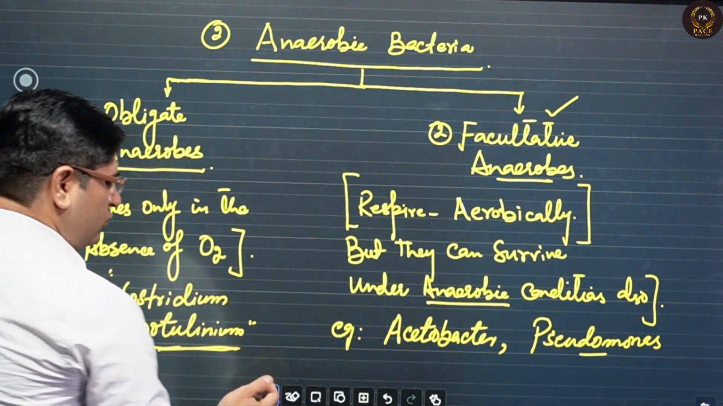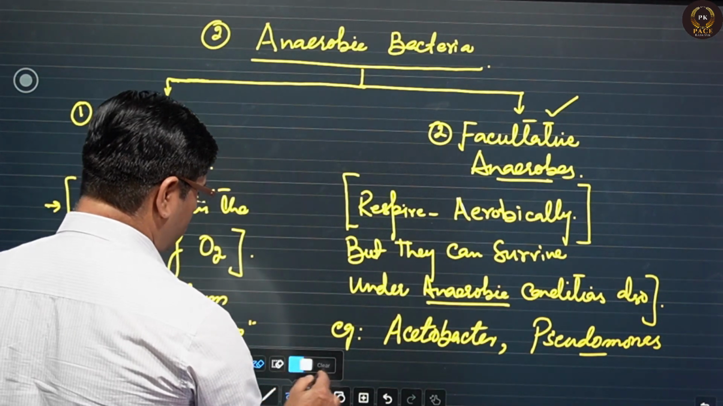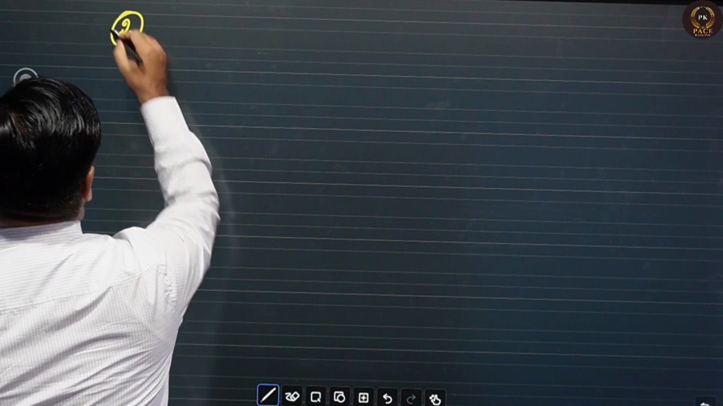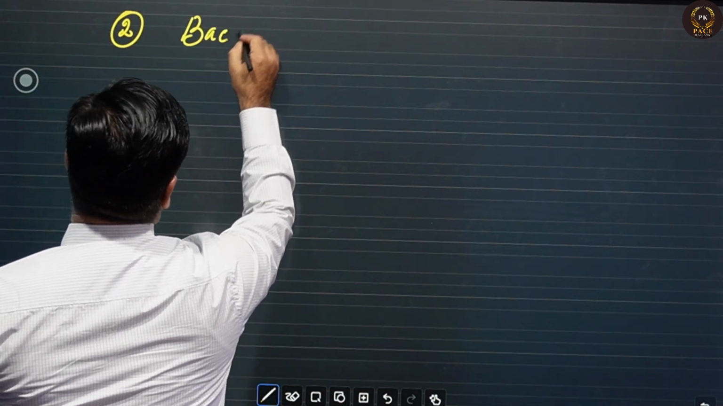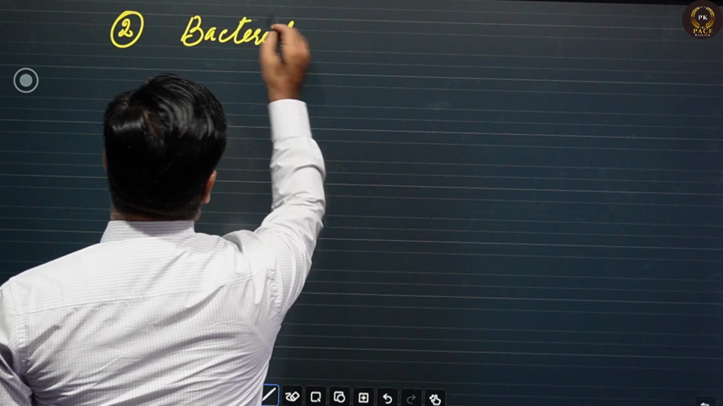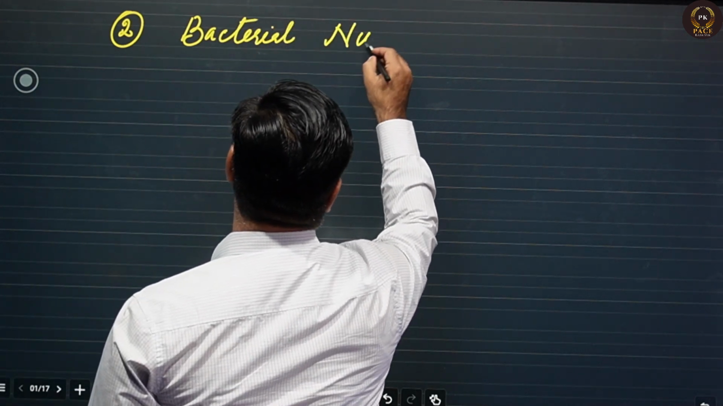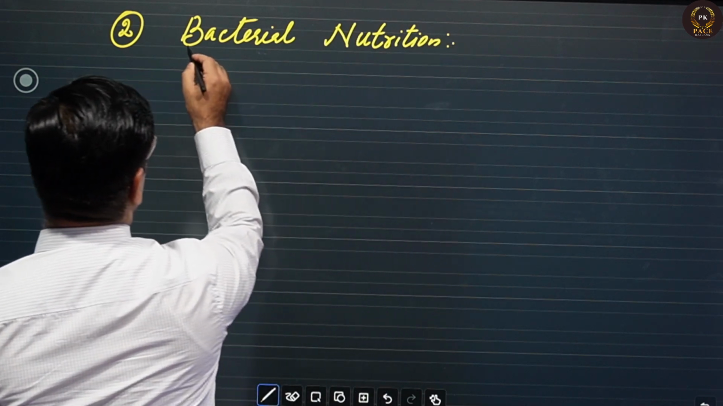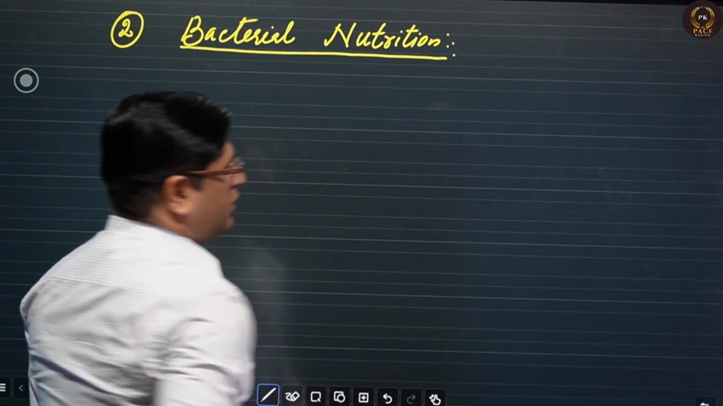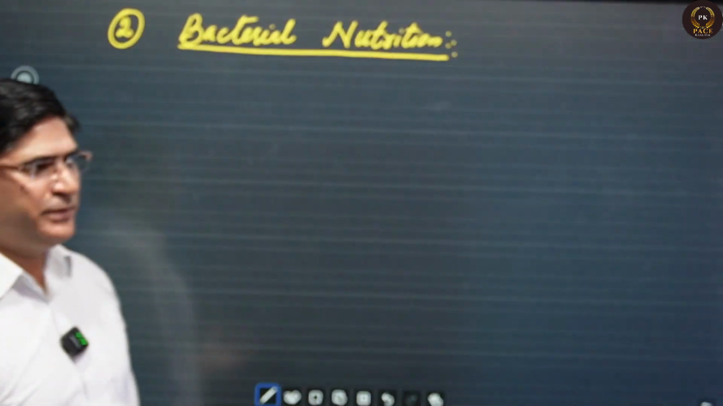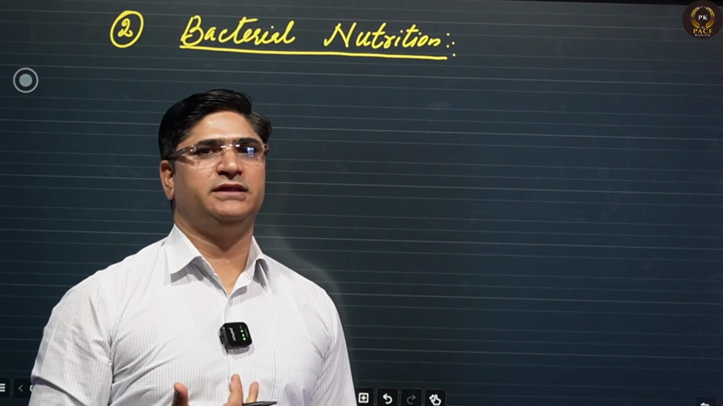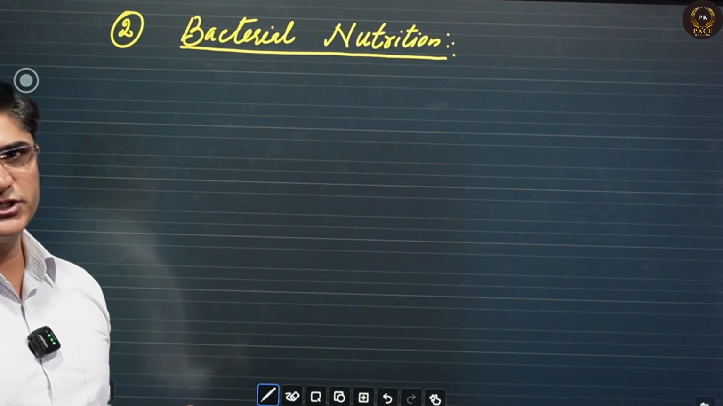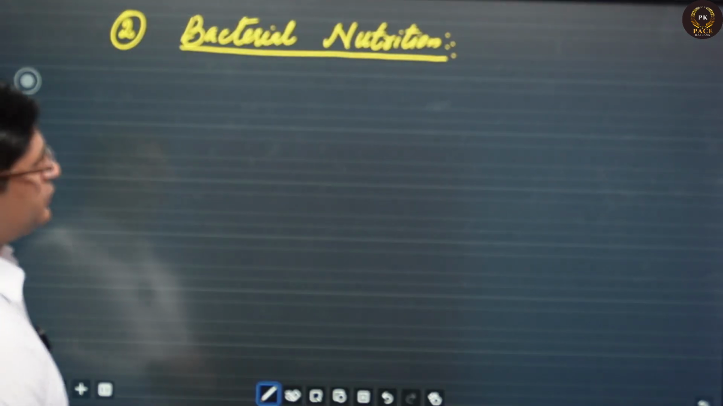Now let's talk about another bacterial life process, which is called bacterial nutrition. How do bacteria obtain their food, by which ways do they obtain their own food, how do they store the food, everything about how they obtain nutrition, that is the bacterial nutrition process.